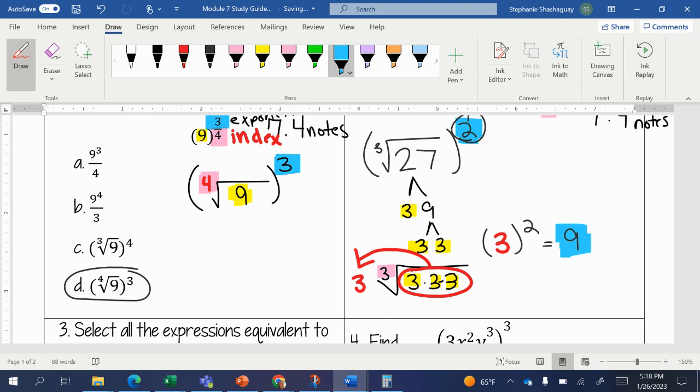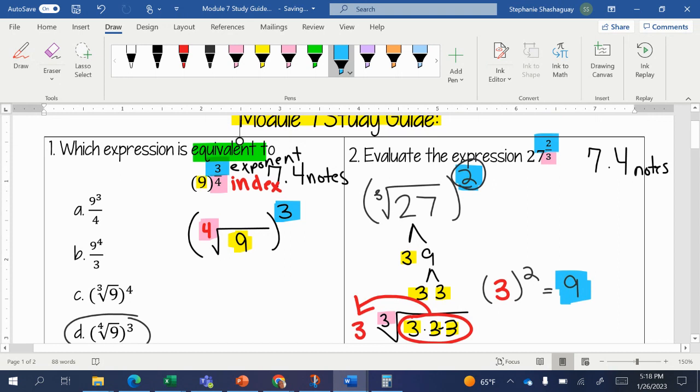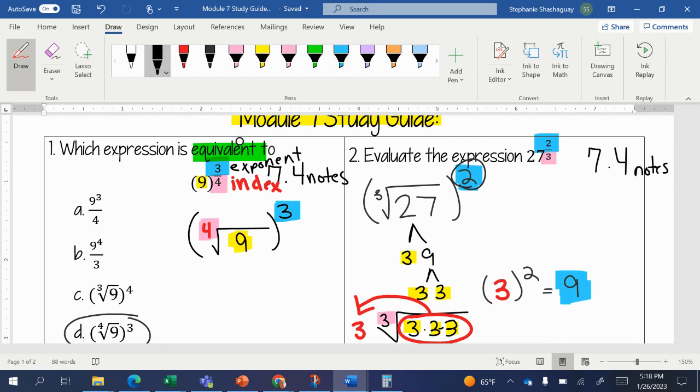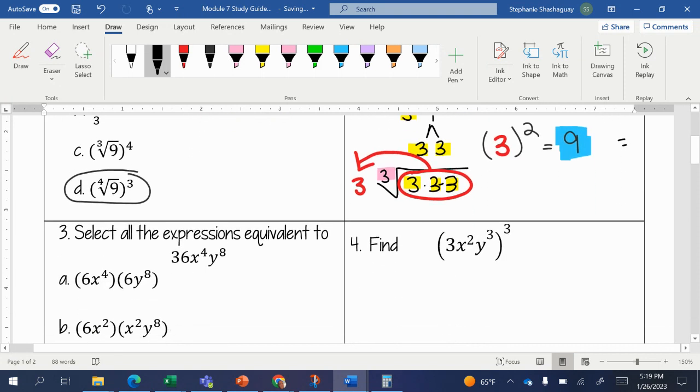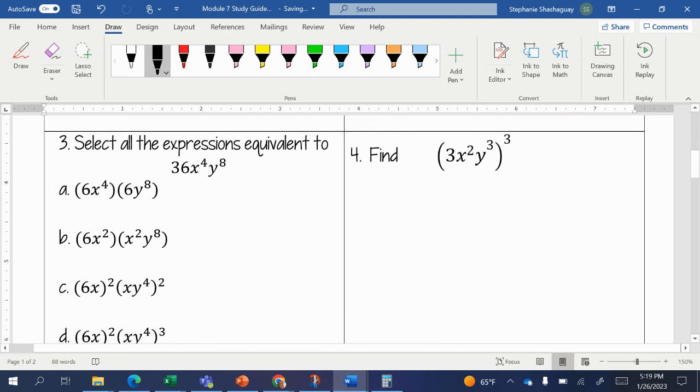Or you could type this all into a calculator. If you know how to do that, you would do 27, you would use your y to the x button that's on your calculator that we use at school. Then you would do your A, B, C button to put in a fraction. And then you would hit equals. So just something to keep in mind. If you're worried about breaking it down, you could always use a calculator and that would become a calculator problem. All right.